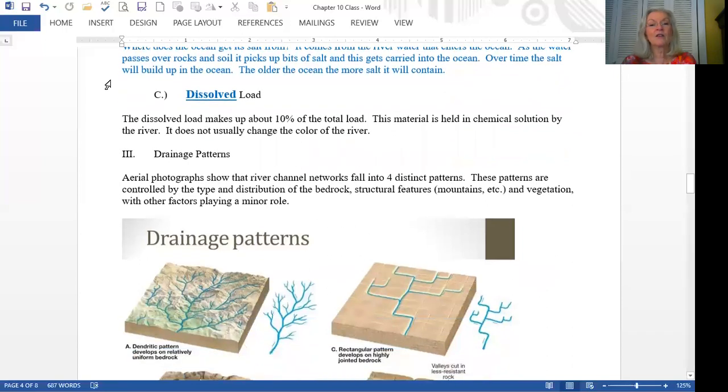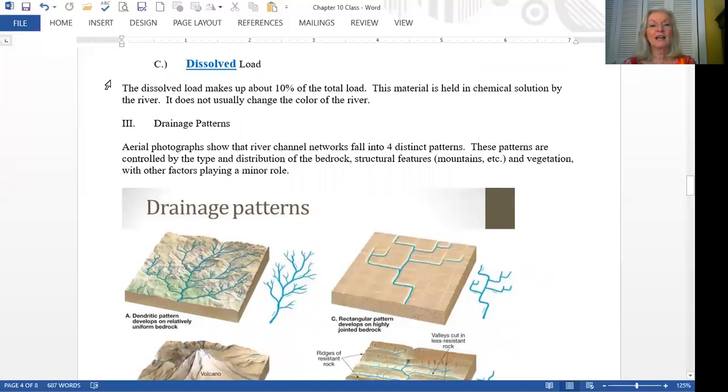The dissolved load only makes up about 10% of the total load, and I've told you that that material is held in solution because of a chemical reaction. The water in the river actually dissolves chemicals from the soil and the rocks that the river water washes over. Let's talk about some drainage patterns. We have four we will mention today.